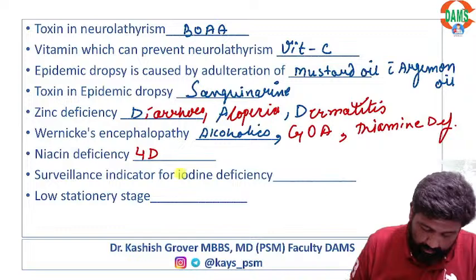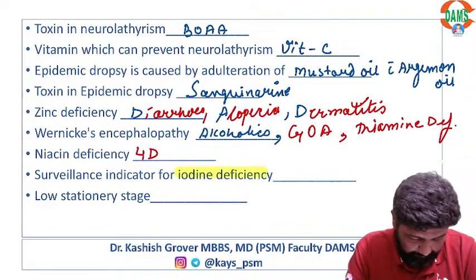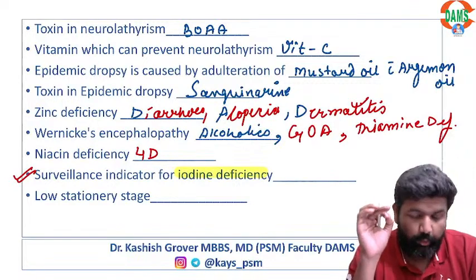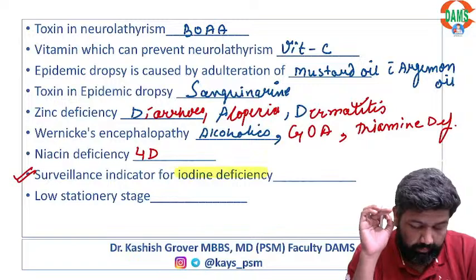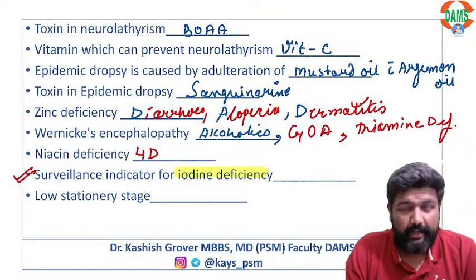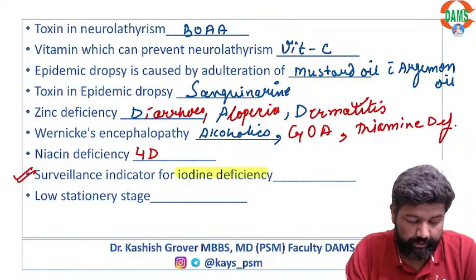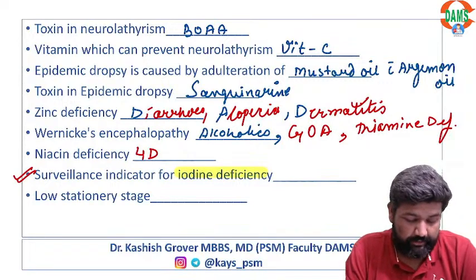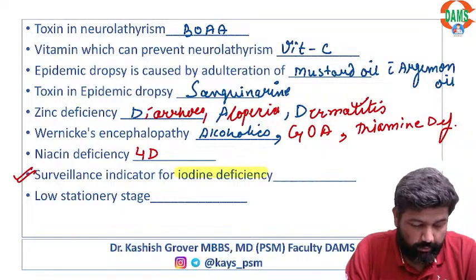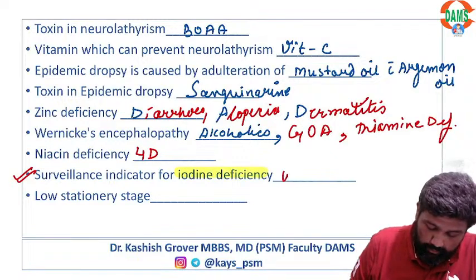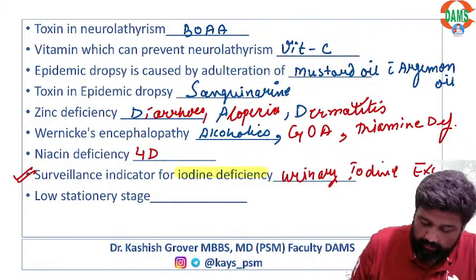Surveillance indicator for iodine deficiency. Okay, who will tell me? Who will write in the chat box first for the answer of the second last question? Surveillance indicator for iodine deficiency. No, bache, no. Good. So it is Dr. Sahil. Very good, Dr. Sahil. Urinary iodine excretion.